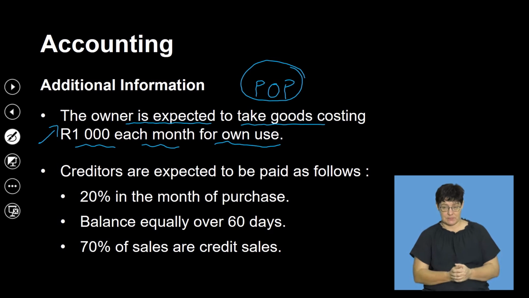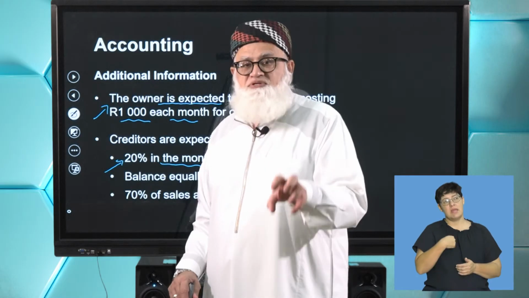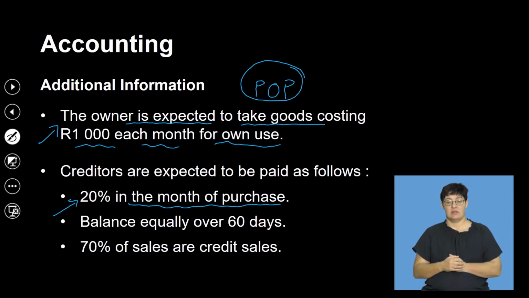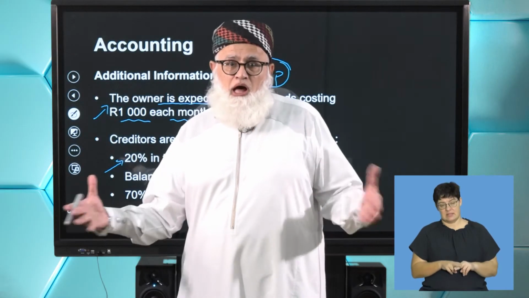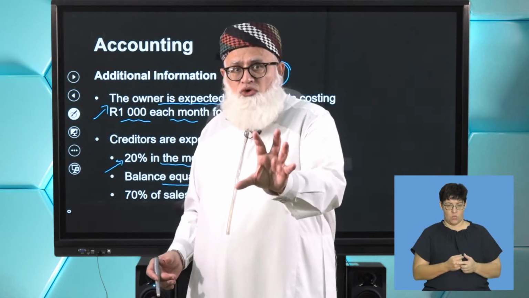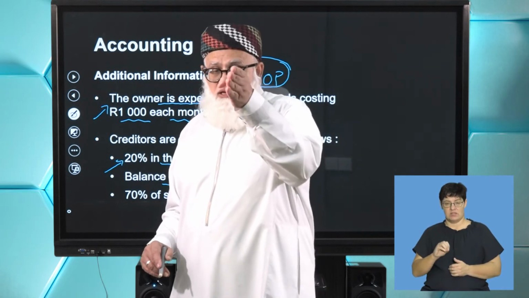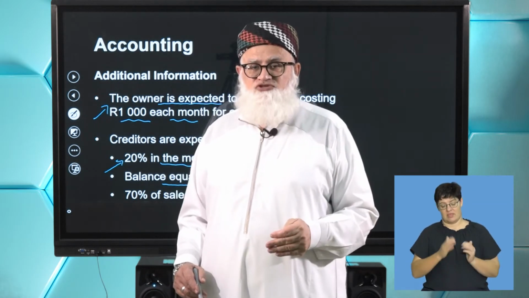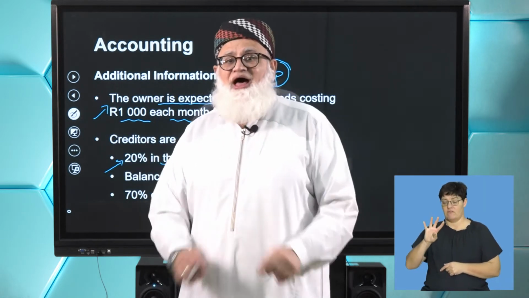How are we paying our creditors? They are expected to be paid 20% in the month of purchase. That means if you bought in January, 20% will be paid in January. And the remainder, the balance, is paid equally over 60 days, depending on how you do your calculations. Firstly, what you do know is that 20% is paid in the month of purchase and the balance equally over 60 days. That means if you're paying 20%, you're left with 80%, so it would be 40-40 in the 2 months after the month of purchase. So in other words, you're paying your creditors 20%, 40%, 40% to cover the 100% payment.